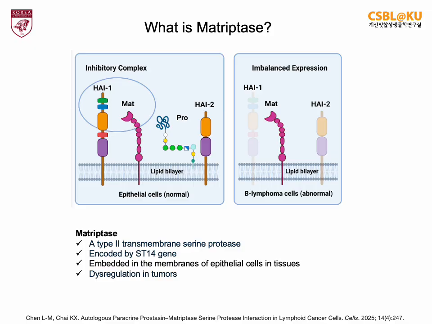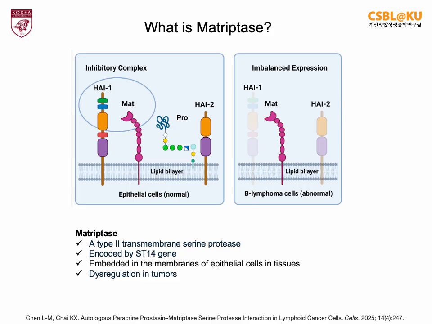And what is matriptase? Matriptase is a type 2 transmembrane serine protease encoded by the ST14 gene, essentially tiny molecular scissors embedded in the membranes of epithelial cells in tissues like skin and gut. It is made as an inactive zymogen and tightly controlled by natural inhibitors such as HAI1 and HAI2 to maintain normal barrier function and tissue remodeling.